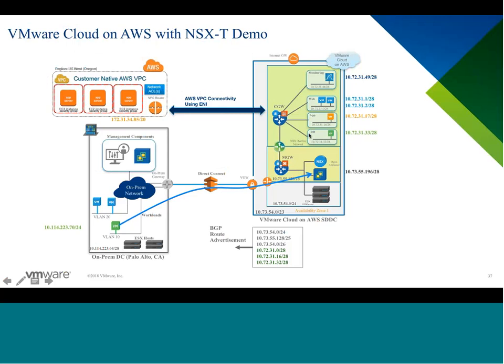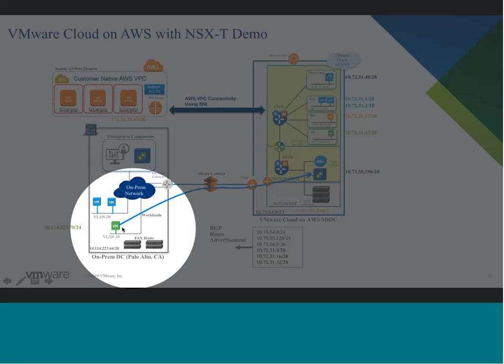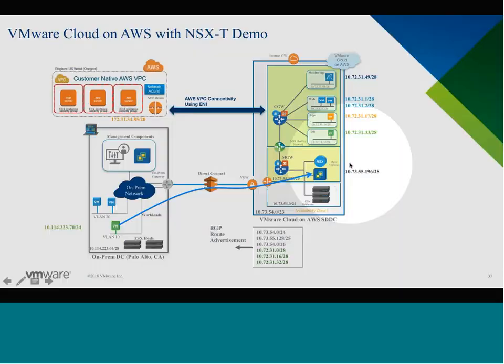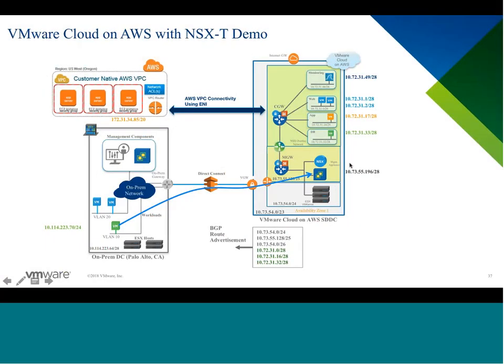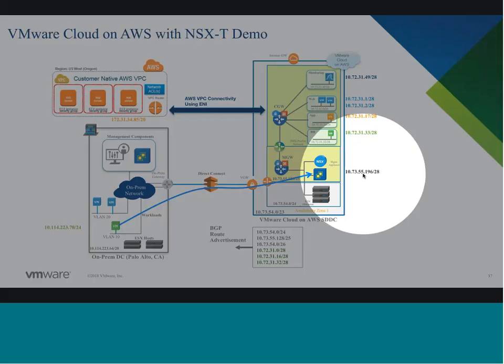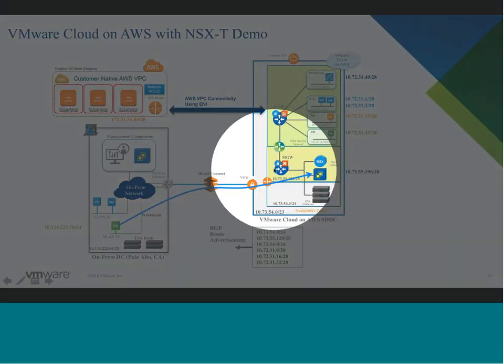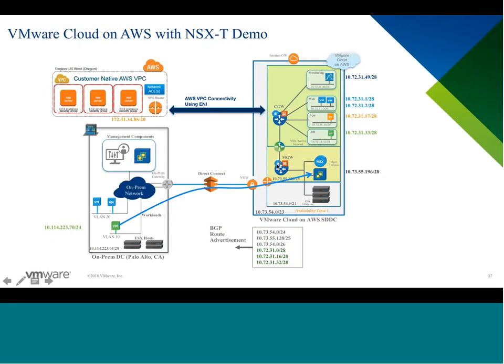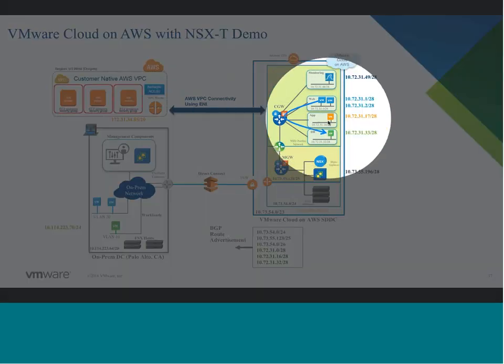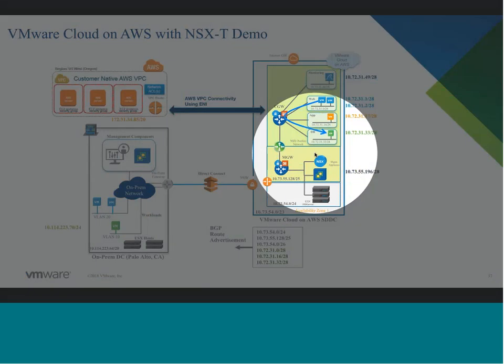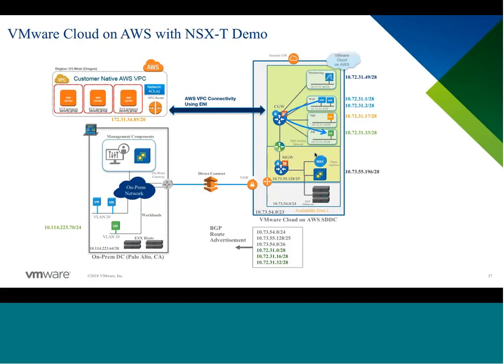So the first thing I'm going to do is, from one of my on-prem workloads here, access vCenter over this Direct Connect. I put in the policies to allow that communication. I'm going to access vCenter to access the console and do some configuration. Next, I'm going to show communication from my web server to my database server, and then I'm going to put a DFW rule in place to show that microsegmentation capability.